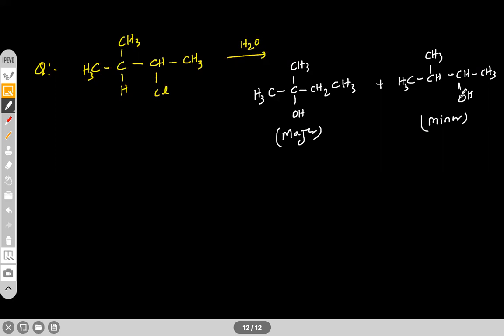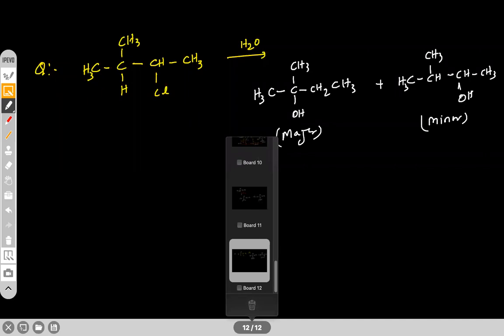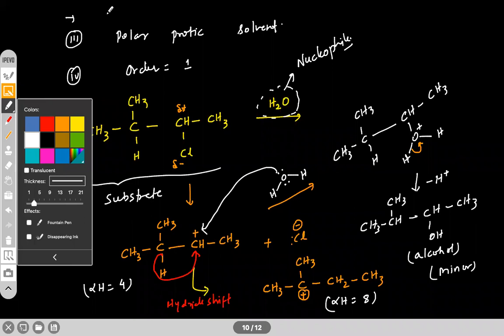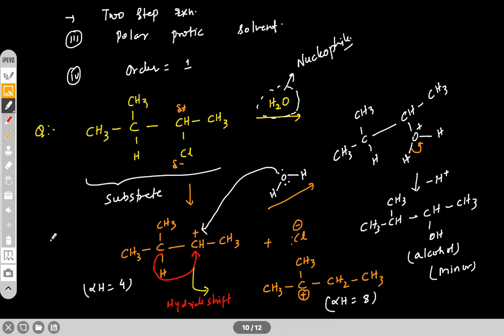So this is an SN1 reaction. Always take care of one thing: in an SN1 reaction, we get the carbocation first, and then the nucleophile attacks it. Wherever the carbocation forms, we always try to get the most stable carbocation. One more property I forgot to write down here: it is a two-step reaction. In the first step the carbocation forms, and in the second step the nucleophile attacks. The rearrangement of the carbocation, all these things we consider in the first step. Formation of the carbocation is the first step.